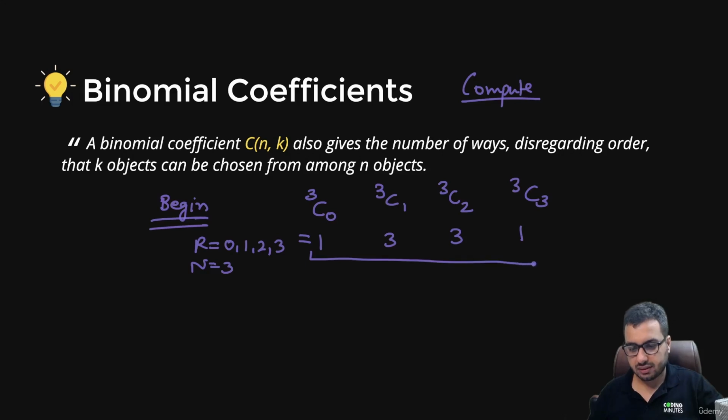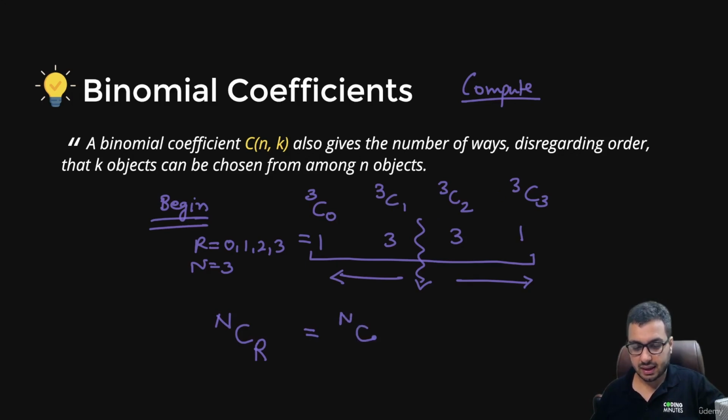What you will see is that these values are symmetric about the middle. Whatever values you have on this side, you will have the same values on the other side as well. This is because nCr is the same as nC(n minus r). Why this is true, let me tell you. nCr is nothing but n factorial divided by r factorial and n minus r factorial.